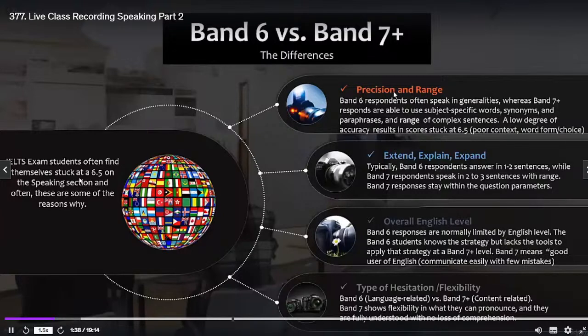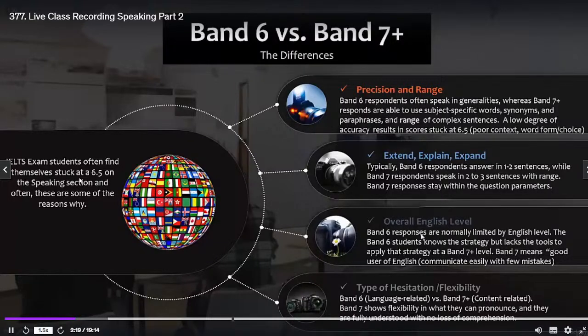Also, in terms of precision, band 7 students always choose the right form of the word. Another big difference between a band 6 student and a band 7+ student is the ability to extend, explain, expand. Again, extend, explain, expand does not mean overtalk. It does not mean just keep running your mouth like you have zero control. Speak in 2 to 3 sentences, answer, get ready for the next question.